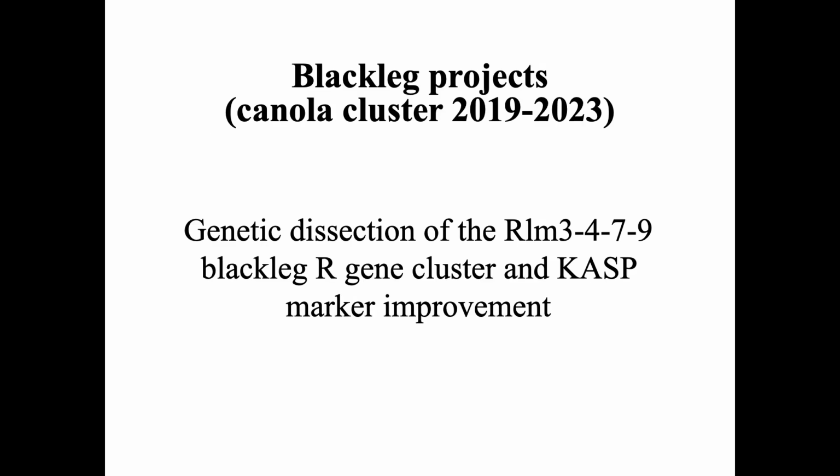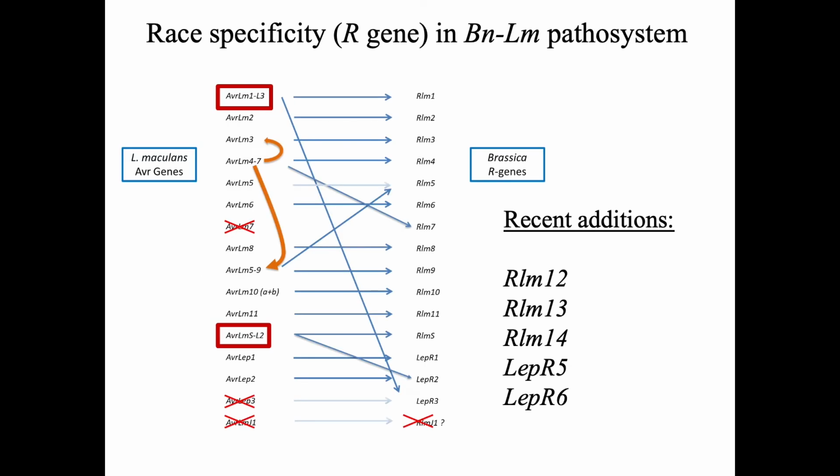To switch gears, in the last couple of slides of my talk I would like to talk about another project that is funded by Canola Cluster, a genetic dissection of the Rlm3479 gene cluster and developing allele-specific markers for these genes. As we know, there has been quite intense study of race-specific resistance genes because of their practicality and their value in breeding.